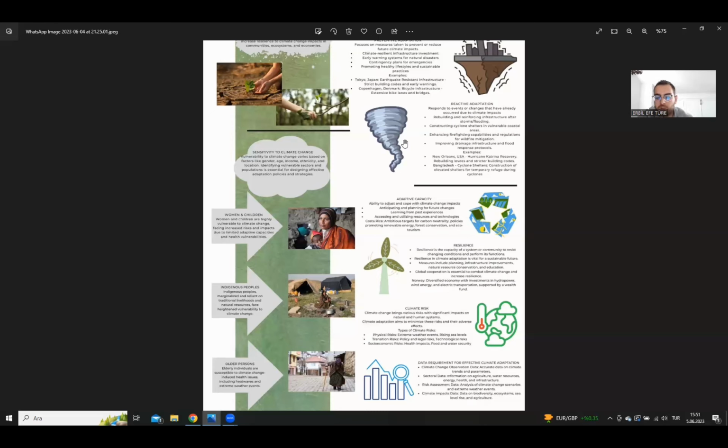India established the Urban Climate Change Resilience Trust Fund to support climate change adaptation initiatives. Thank you for listening.